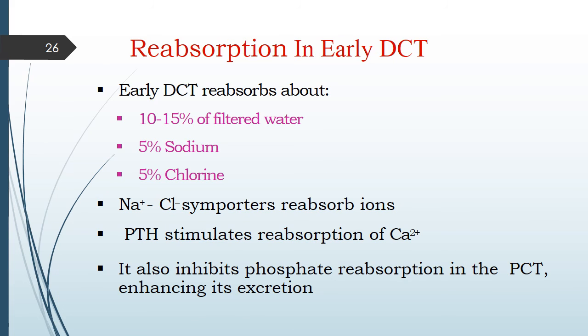Now we have to see the reabsorption in the early distal convoluted tubules. The early distal convoluted tubule may reabsorb about 10 to 15% of the filtered water, 5% of sodium and 5% of chlorine. The reabsorption of sodium and chlorine occurs by the sodium-chlorine symporter, and the sodium-potassium pump and chlorine leakage channels then permit the movement of sodium and chlorine to the peritubular capillaries. The parathyroid hormone stimulates the reabsorption of calcium, and it also inhibits phosphate reabsorption in the proximal convoluted tubules, enhancing its excretion.